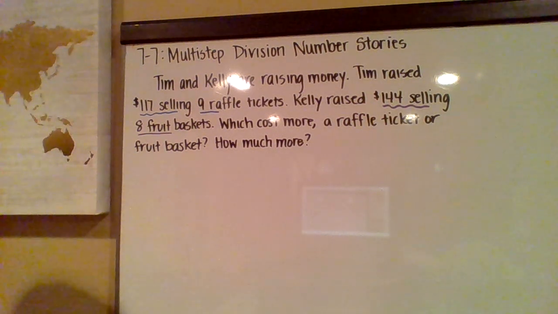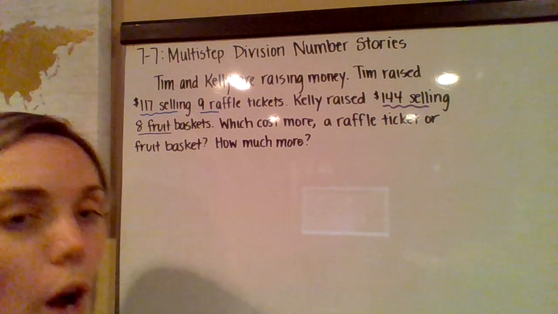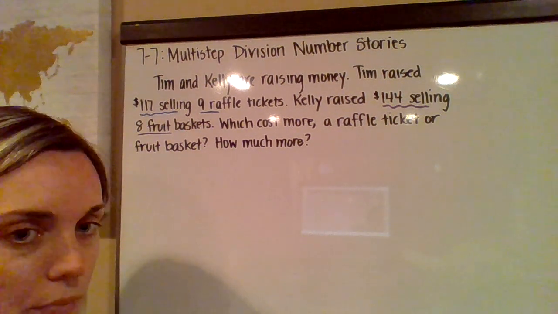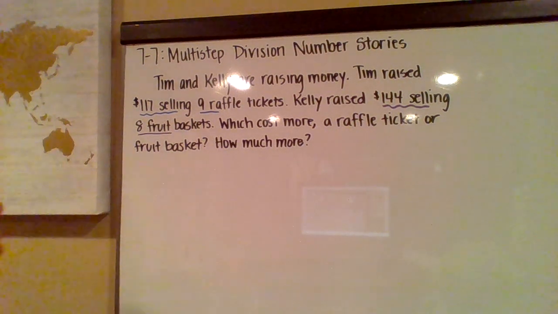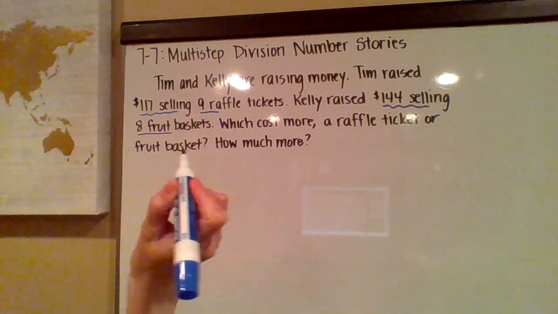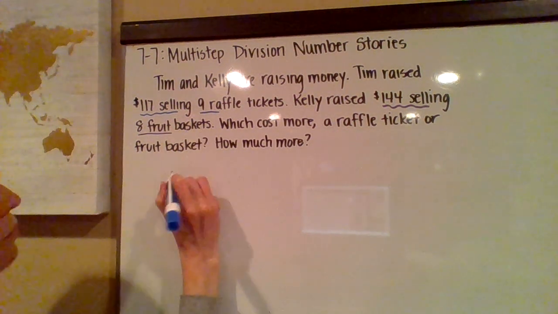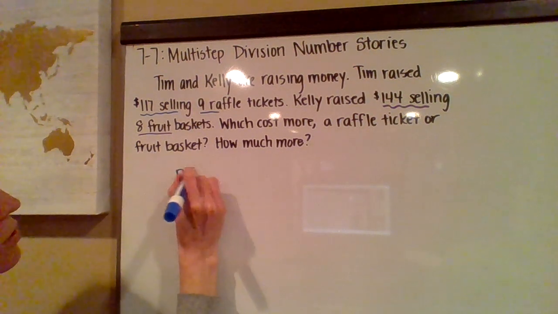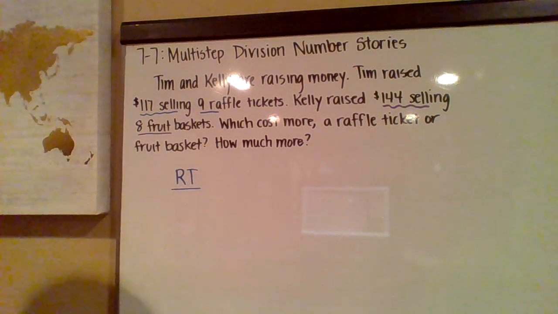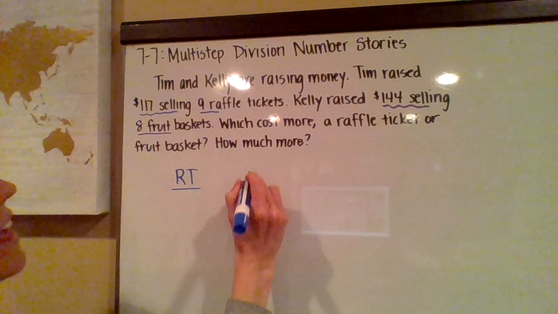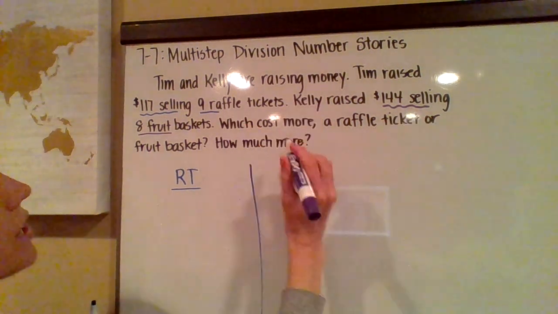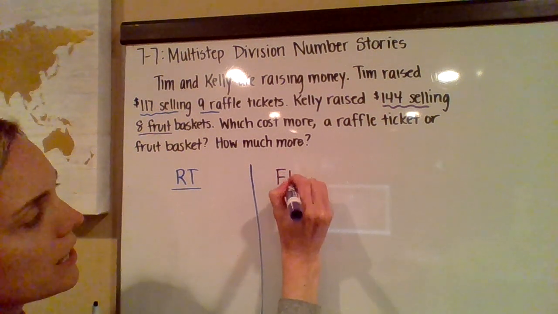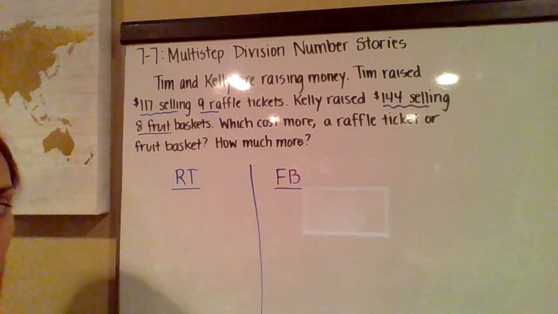So I know that I have to figure out how much does 1 raffle ticket cost, how much does 1 fruit basket cost, which is more, and how much. So what I am going to do is put Tim in blue, and he sold raffle tickets. So I'm going to do that RT. Remember how we kind of split it up? And then Kelly I put in purple, and she sold $144 for fruit baskets. So I'm going to do FB. And this keeps mine organized.